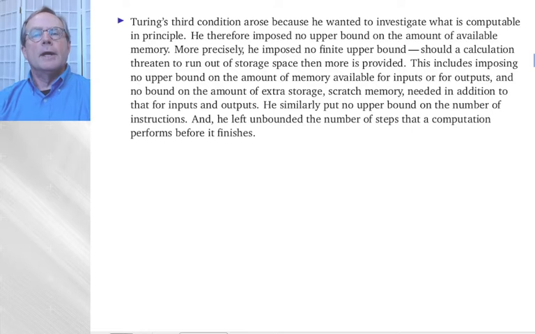The third condition, you imagine Turing laying on the grass and looking up at the sky and thinking to himself, okay, so what else do I need here? Turing wanted to imagine what's computable in principle. So he doesn't want to imagine what's computable on a device with 1K of memory, or 1 meg of memory, or 1 gigabyte of memory. He wants to study what's computable in principle. So he imposed no upper bound on the amount of memory. More precisely, he imposed no finite upper bound on the amount of memory.